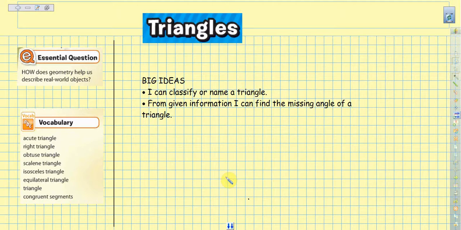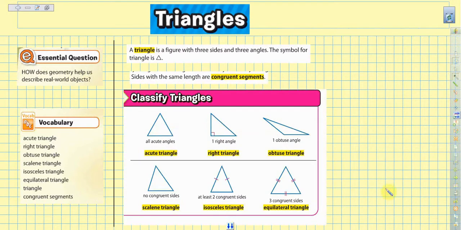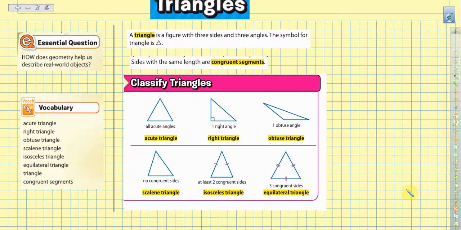Okay, lots of vocabulary, all based out of triangles. Some of these you might know from the angles. Some of these will have some new words in there, or basically a review. So here we go. Okay, so a triangle is three sides, three angles. Sides with the same length are considered congruent segments. Remember what congruent was? It's equal. In geometry, we use congruent, not necessarily equal.